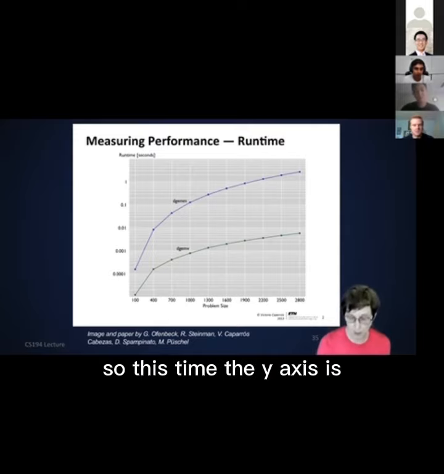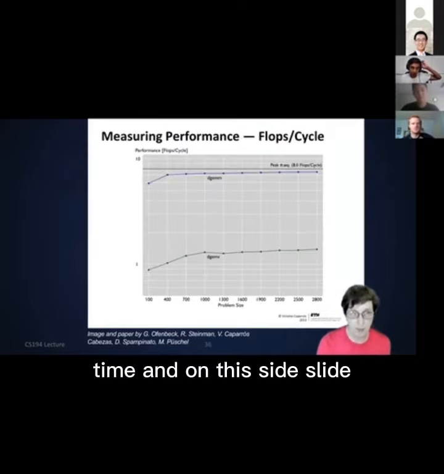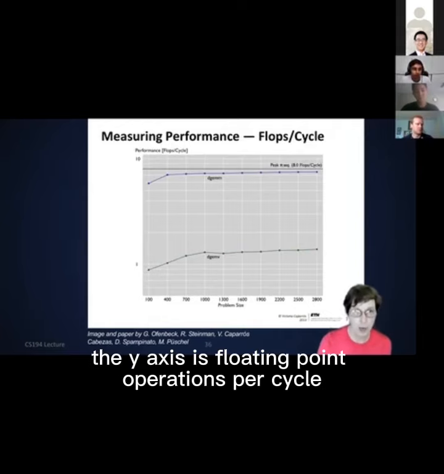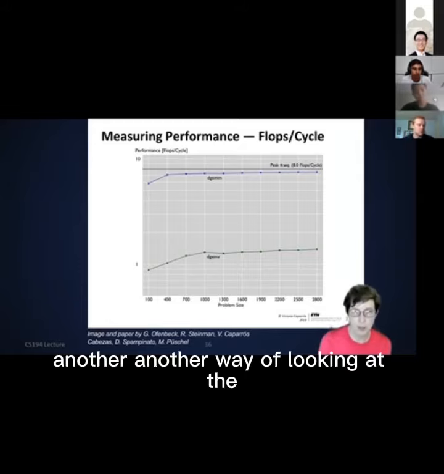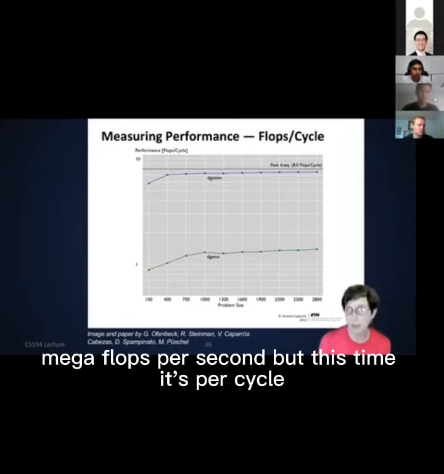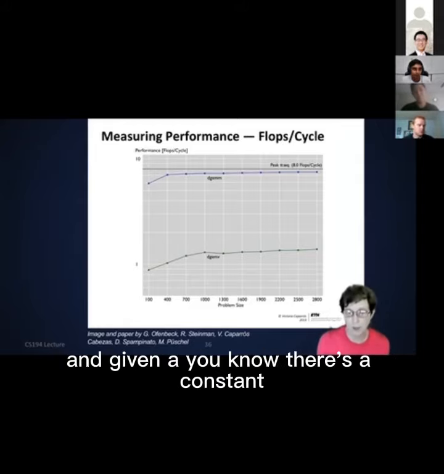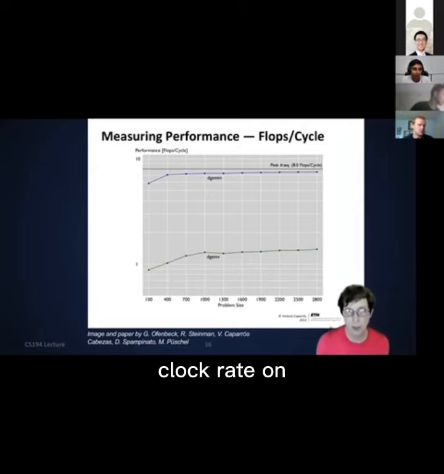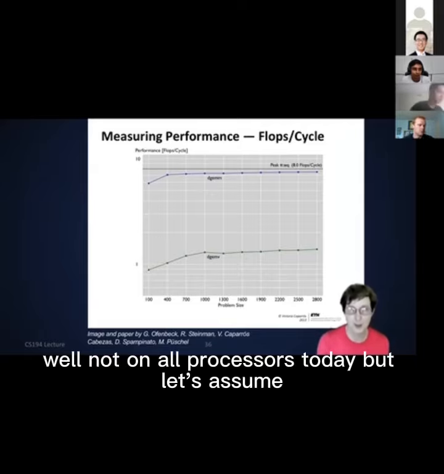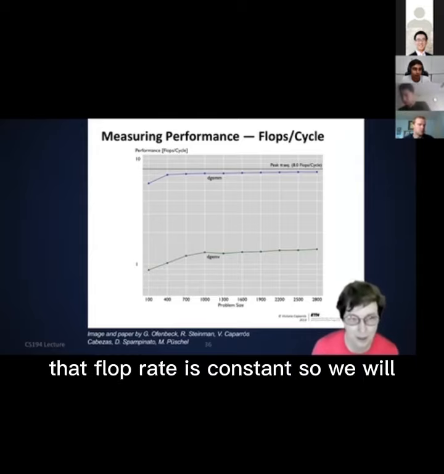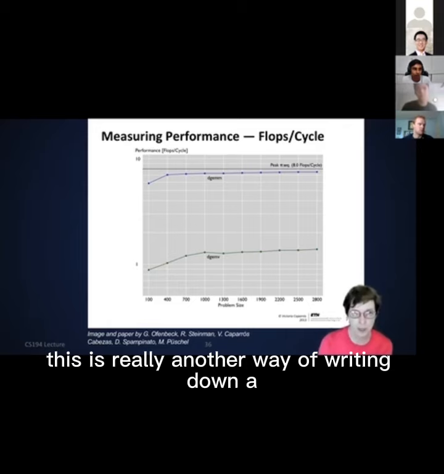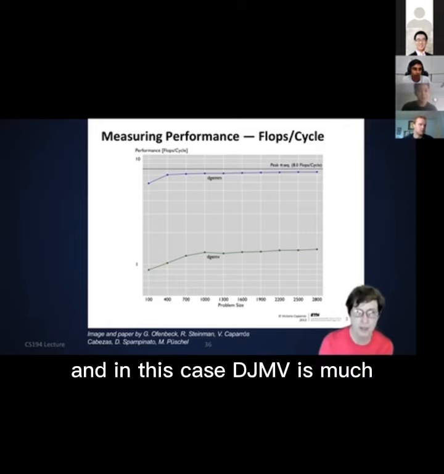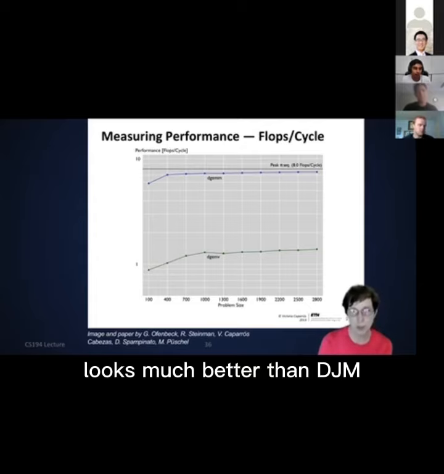So this time the y-axis is time, and on this slide, the y-axis is floating point operations per cycle, which you can think of as another way of looking at the megaflops per second, but this time it's per cycle, and given there's a constant clock rate on, well, not on all processors today, but let's assume the flop rate is constant. So this is really another way of writing down flops per cycle. And in this case, DGEMV looks much better than DGEMM, right?